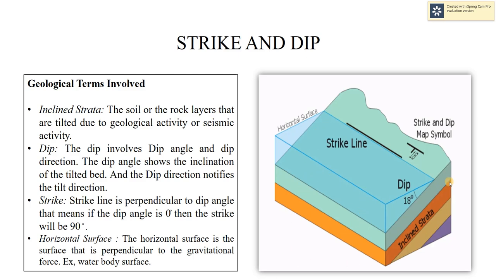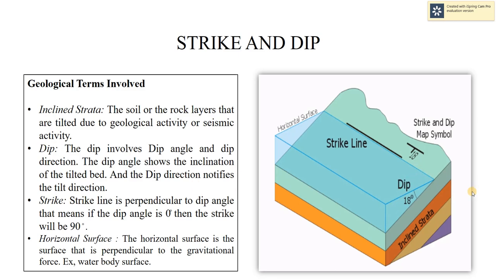Then let's dive into the geological terminologies of strike and dip. So the first thing is the inclined strata. Inclined strata are the rock layers that are tilted due to geological action or seismic activity. So you can see over here the strata is inclined, like we said, the tilted beds. This strata is inclined due to some geological activity.